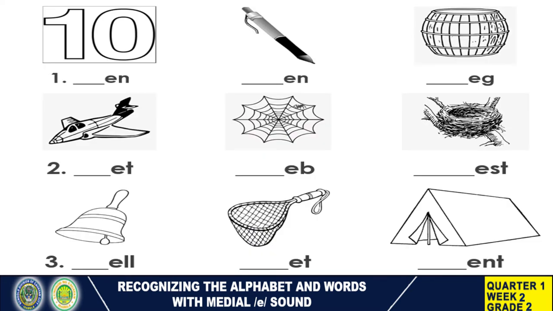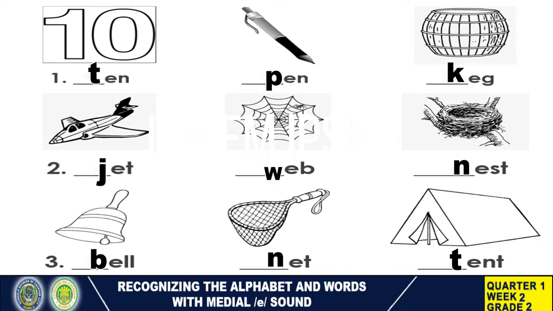Now read with me using your learning activity sheets. Number 1, pen, pen, keg. Number 2, jet, web, nest. And number 3, bell, net, tent.